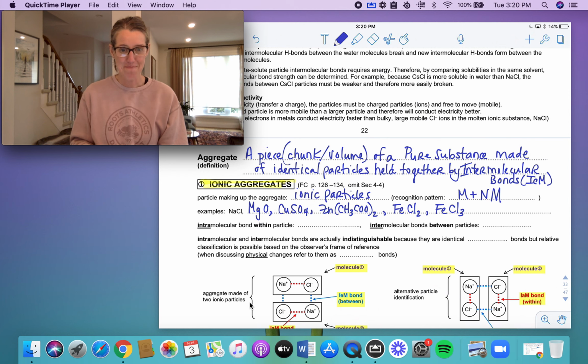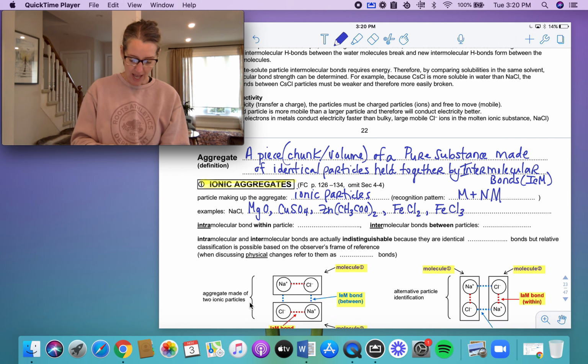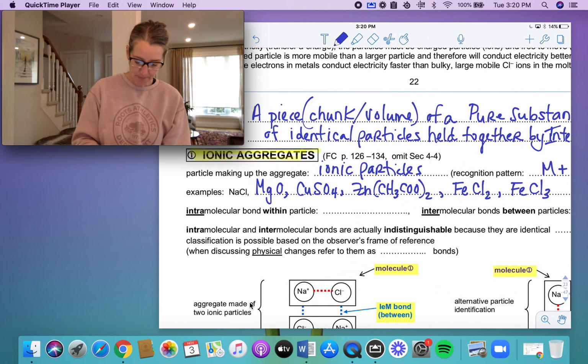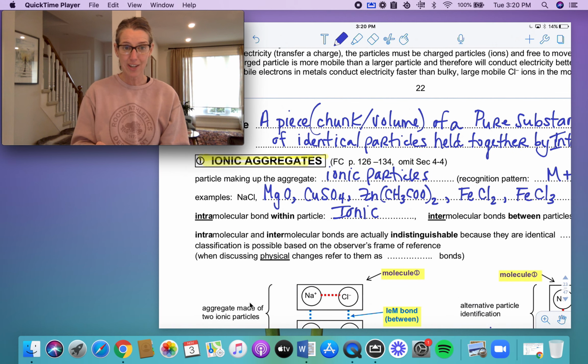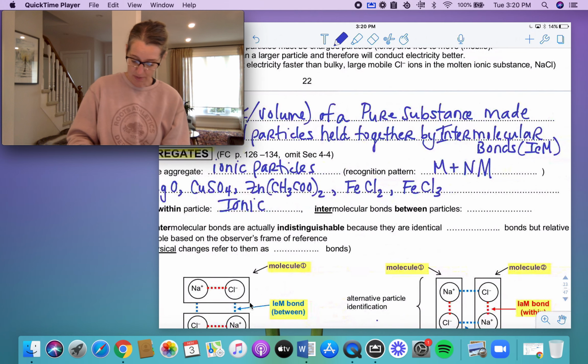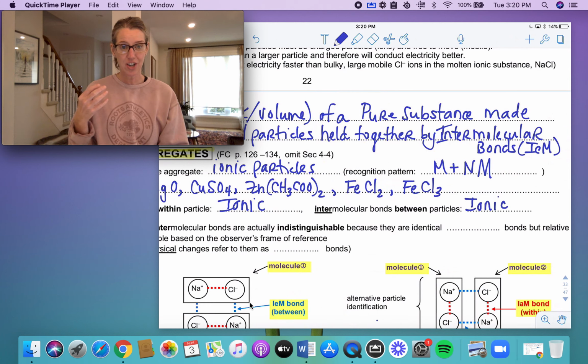Don't just use mine. Okay, the intramolecular bond, what's inside this particle? How do you identify the IAM? If it's ionic, remember it's easy because there's only one kind of ionic bond, and it is called ionic. Easy. Ionic aggregates have ionic intramolecular bonds, and intermolecular bonds are also ionic. Remember, these are salts. They look like crystals. And so there are many different beautiful shapes of crystals, but these crystals are all formed between ionic particles.